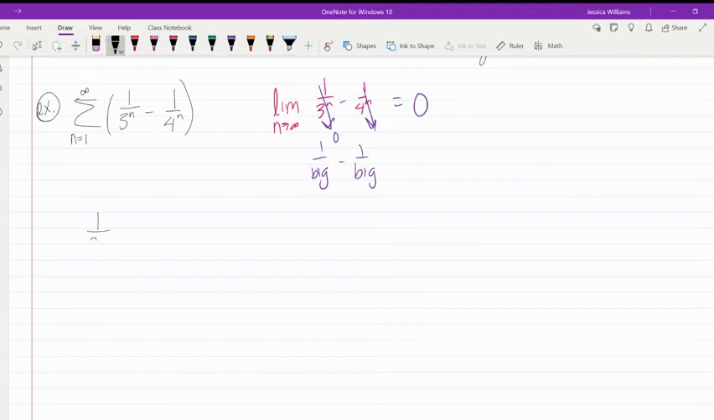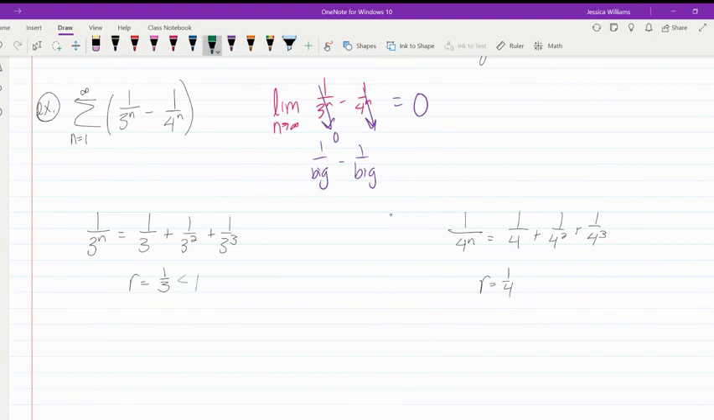But I know about 1 over 3 to the n. I know that's 1 over 3 plus 1 over 3 squared plus 1 over 3 cubed. That's geometric with r equals 1/3. And then I know about 1 over 4 to the n. That's 1 over 4 plus 1 over 4 squared plus 1 over 4 cubed. That's geometric with r equals 1/4. Well, this one has an r value less than 1, therefore converges. This one has an r value less than 1, therefore converges. And a converge minus a converge still converges. I could write that out much more formally, but I won't.